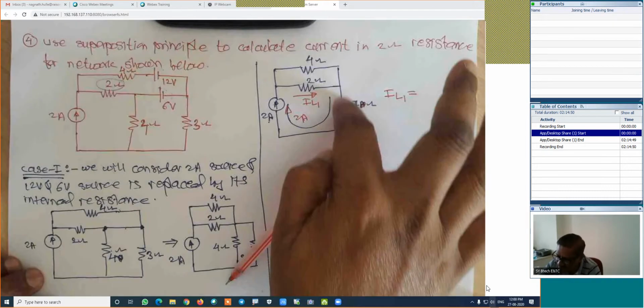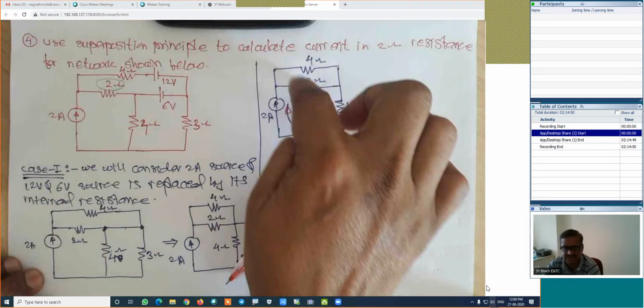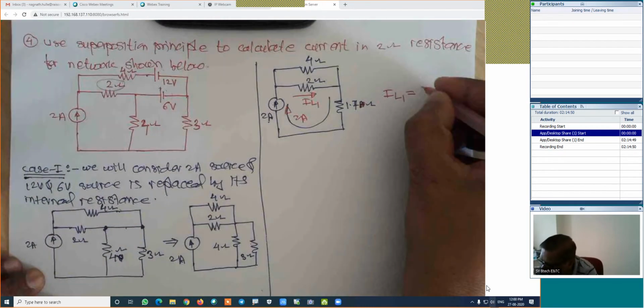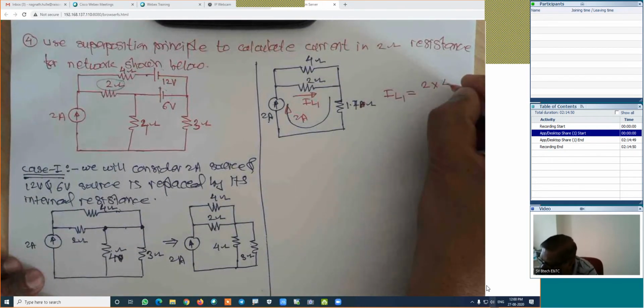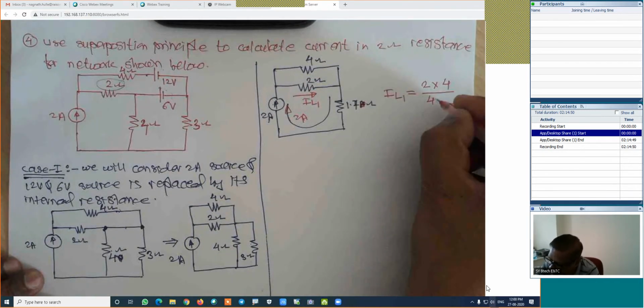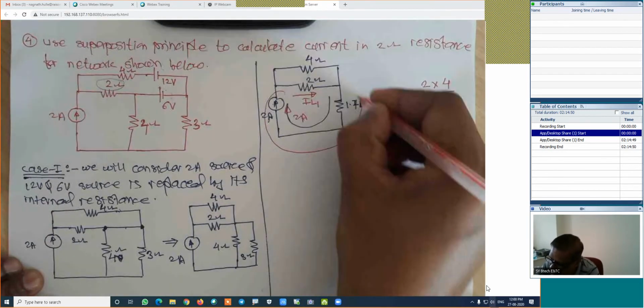Here the current is already known, which is 2 amperes, and these are the parallel branches. We are interested in the current in this branch. Now how is the current? Total current into resistance of the opposite branch, which is 4, divided by resistance of both branches, that is 4 plus 2. The current in this other branch is already known, so there is no need to think about it.